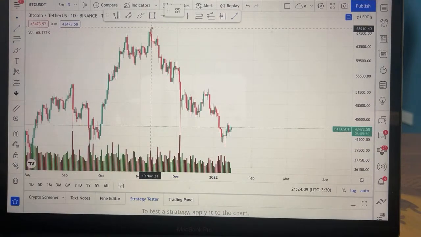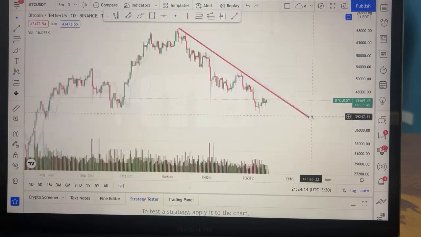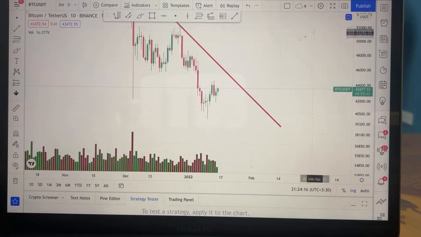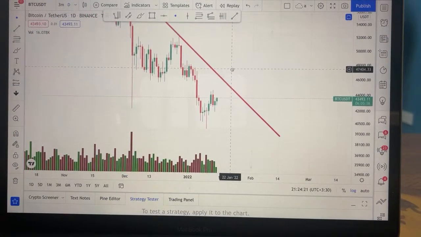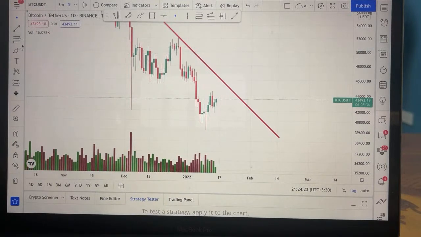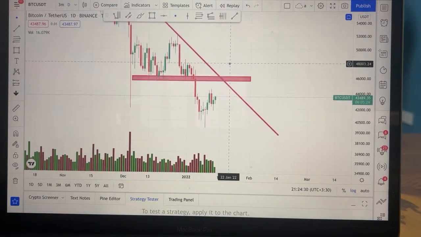Right now for Bitcoin, we are having this bearish trend line here. And this bearish trend line is showing us $46,000. Okay, $45,000, $46,000. This is the potential resistance area for Bitcoin because we have dynamic and static resistance areas. Okay, so this is really important, and we have this setup right now for Bitcoin.